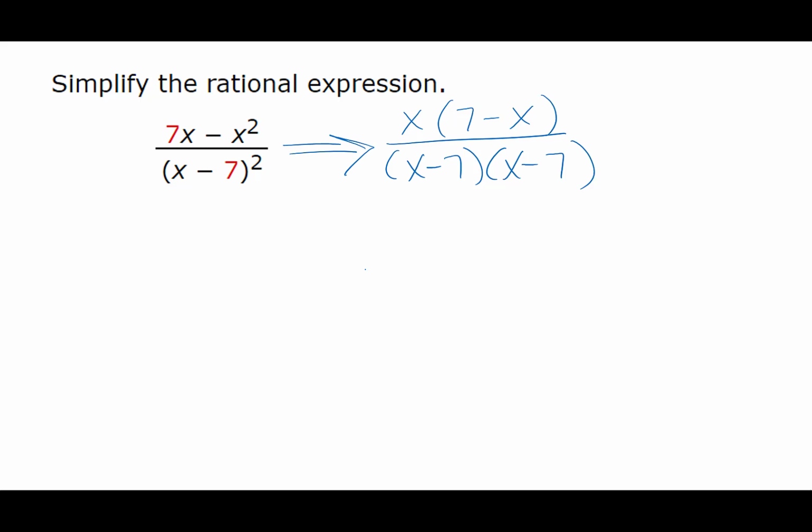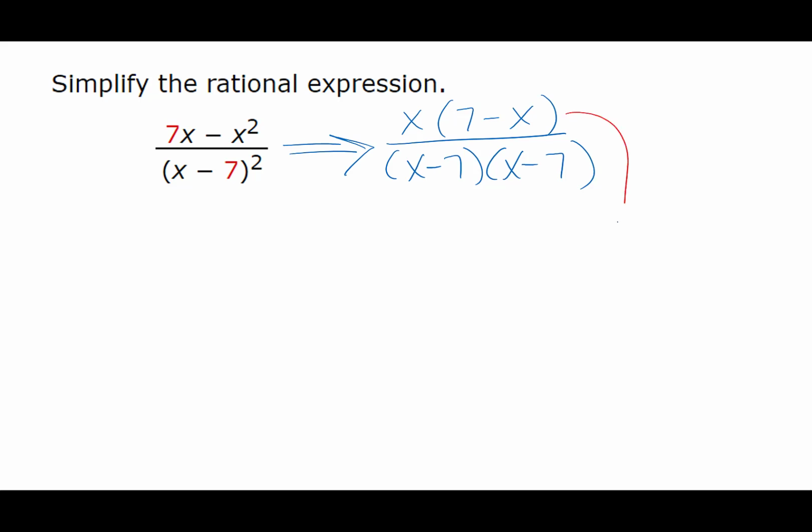So anytime you see a factor that appears to be backwards, and I'm calling the 7 minus x the backwards one, the easiest thing to do is to factor out a negative 1 and put the terms in descending order, which means variables first and then constants. And that's something that can easily be missed. That's why I wanted to show you this problem.